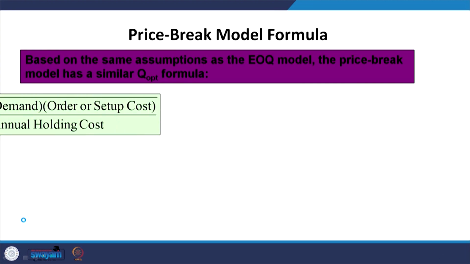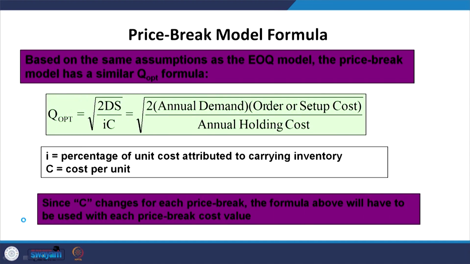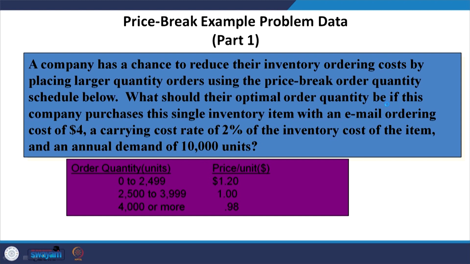Now, this is the same formula which we have already discussed under our basic EOQ model. So, the same formula we are going to use for the calculation of our EOQ. We have this example, and with its help we will see the application of the entire calculation of 4 stages. Now, the company has a chance to reduce their inventory ordering cost by placing larger quantity orders using the price break order quantity schedule below. What should their optimal order quantity be?